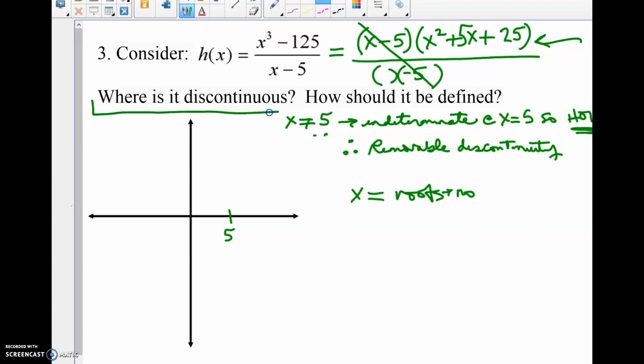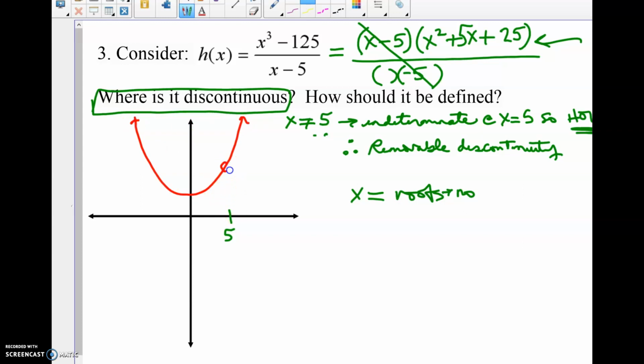And where is it discontinuous? At 5. If we wanted to draw this, we know that this is a quadratic equation. It opens up because the x squared is positive. You could find the zeros, and you would find that there are no zeros. The discriminant is negative, so we know it doesn't cross the x-axis. It looks something like this.